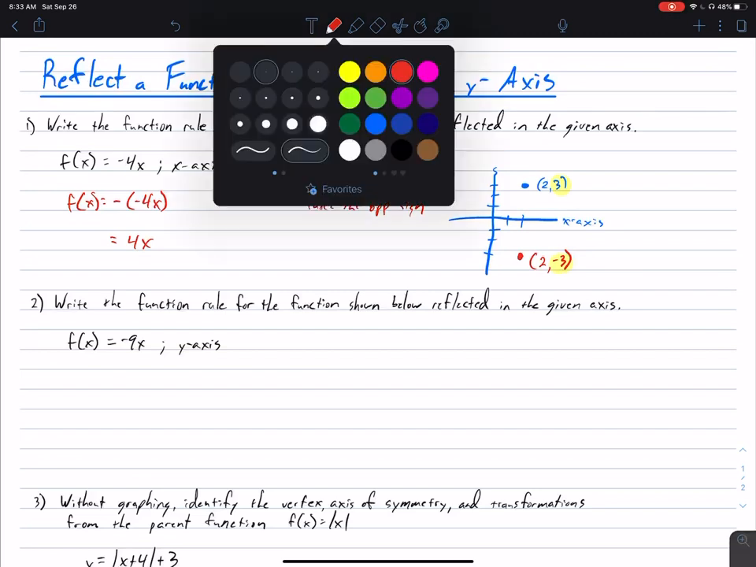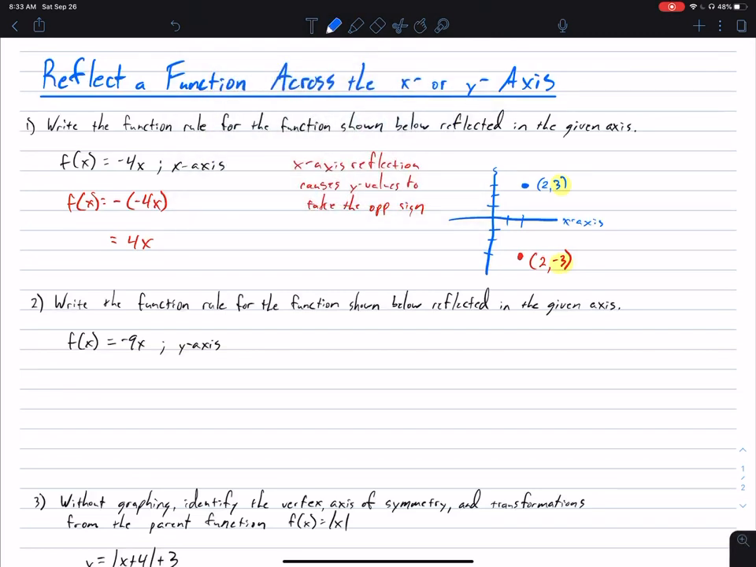All right, and number two, write the function rule for the function shown below reflected in the given axis. So we're doing the same thing, but this time they're talking about the y-axis. So again, if I was just to draw a quick sketch, and let's say I have this point, let's go negative 2, 1 right here. If I was to reflect that over the y-axis, this point is going to go over here. So it will become positive 2, 1.